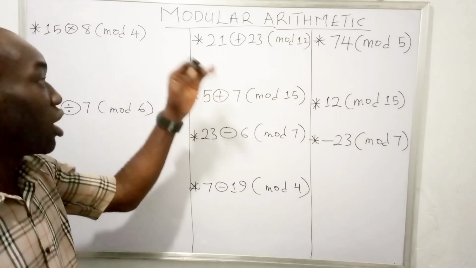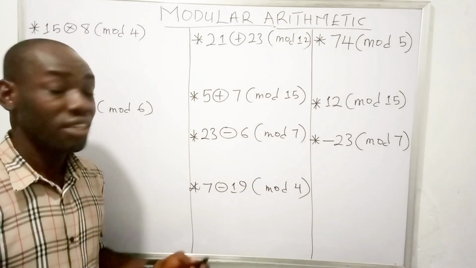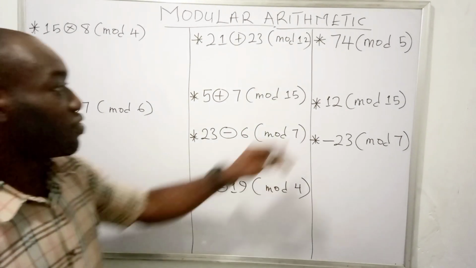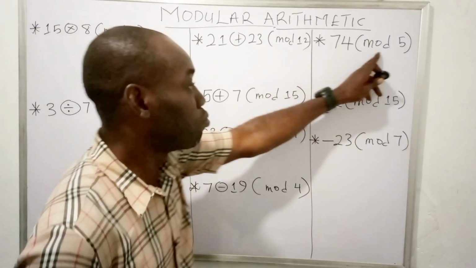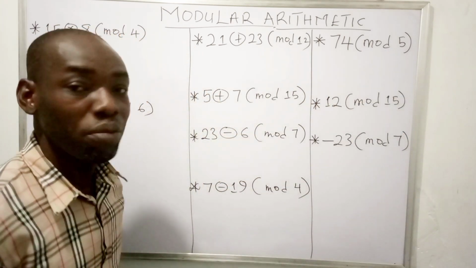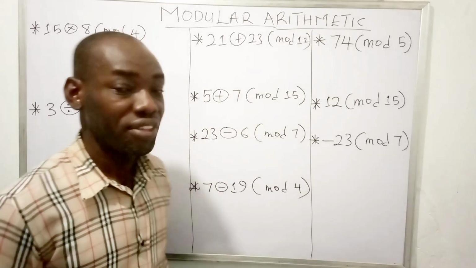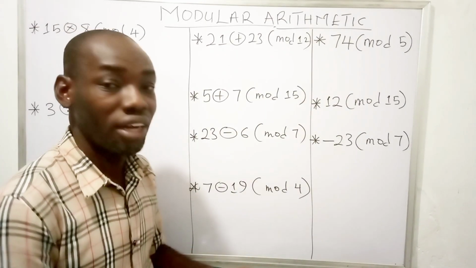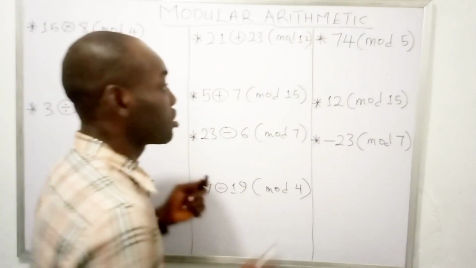We're looking at modular arithmetic, and we have some questions here to simplify right now. Let's take a look at the first question on my right hand. We have 74 mod 5. What that simply means is that we're going to divide 74 by 5. Then the remainder is the solution to the question.